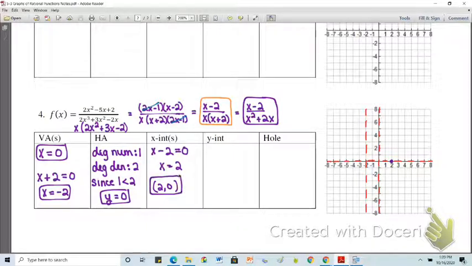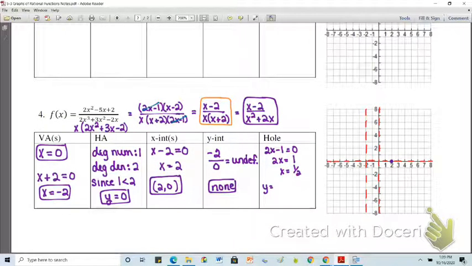But know that sometimes that happens. So for my y-intercept, again, I'm going to use the multiplied out form. So my constant on top is -2. My constant on bottom is 0. Remember, anything divided by 0 is undefined. Therefore, I do not have a y-intercept. And finally, my hole. I set my canceled out factor equal to 0. Solve it. And now I'm going to plug that in to my reduced function.